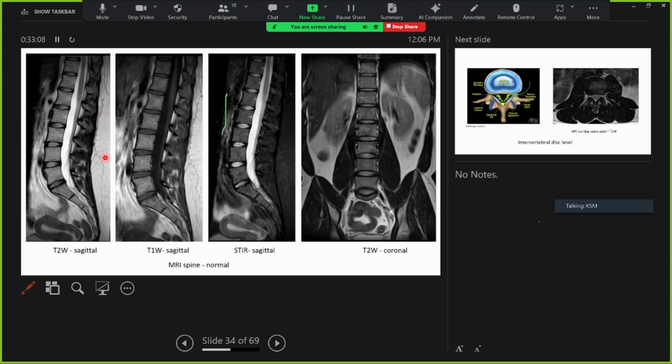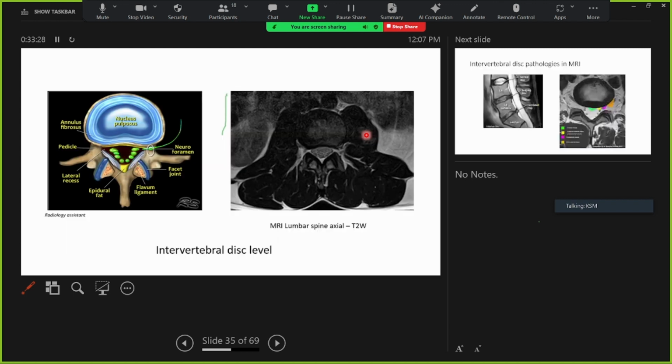And this is the subcutaneous fat, which is again dark in the STIR. The fat is bright in the T1, and the CSF is low intensity in the T1. It is high in T2 and STIR. So again, this is the coronal T2 weighted images that are also included in the routine sequence. And this is the axial section of the lumbar canal.